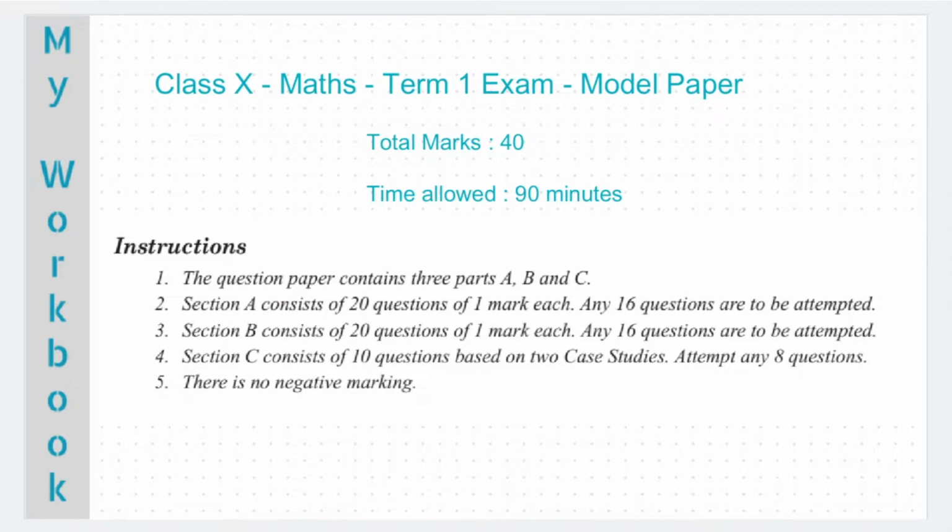The question paper contains 3 parts A, B and C, and all the questions will be MCQ based. Section A consists of 20 questions of 1 mark each and only 16 questions are to be attempted. So 4 questions can be left by choice in section A alone. Similarly, in section B, there are 20 questions, 1 mark each, and only 16 questions are needed to be attempted.